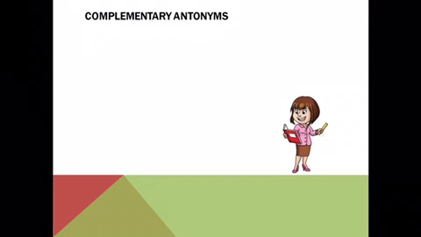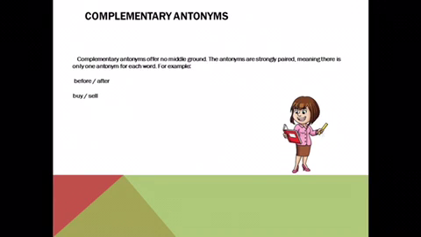Now let's move to another subject, which is complementary antonyms. What is meant by complementary antonyms? Complementary antonyms offer no middle ground. The antonyms are strongly paired, meaning there is only one antonym for each word. For example, before and after, also buy and sell.